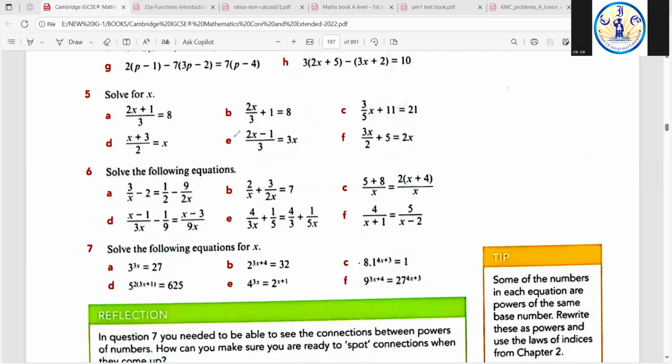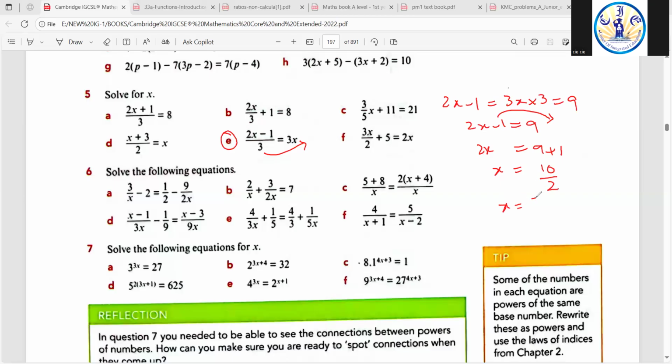Let it be part E first, 2x minus 1 over 3 equals 3x. Shifting this 3 to the other side, it will get 3x times 3, that is 9. So 2x minus 1 equals 9. Now shifting this minus 1 to the other side, 9 plus 1, and here we are left with 2x, and then this is 10, 9 plus 1. Where has this 2 gone? It has been shifted to the other side of the equality and got divided by 10. So the value of x is 5. So this is how we have solved this part. Solving means to find out the value of the variable.